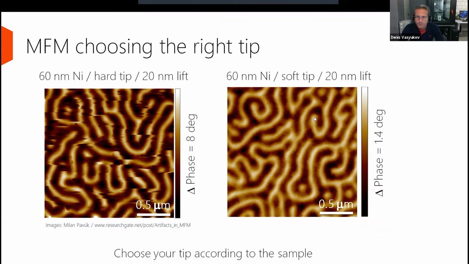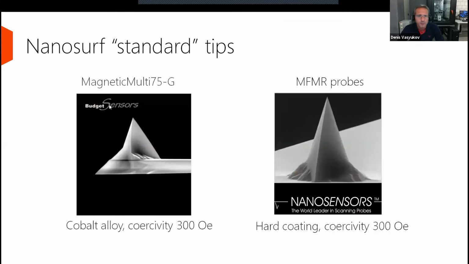There are two tips that we consider standard tips for our software. You can find them in the tip settings. These are hard coded, or programmed, so they're there. One is a magnetic Multi75-G tip from BudgetSensors. That is a hard magnetic tip, and as far as I know, this is the only magnetic tip from BudgetSensors.